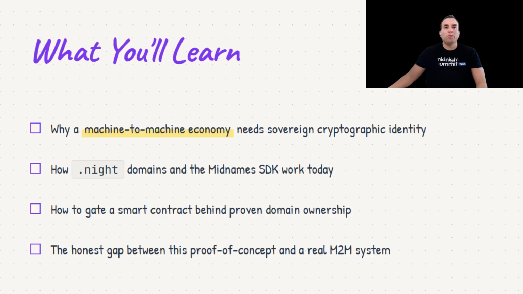4 things you will see today. 1. Why a machine-to-machine economy needs sovereign cryptographic identity. 2. How .night domains and the Midnames SDK actually work. 3. The concrete pattern for getting a smart contract behind a proven domain ownership. And 4. Explain the limitation of this proof of concept and what remains to be done to get a real machine economy.